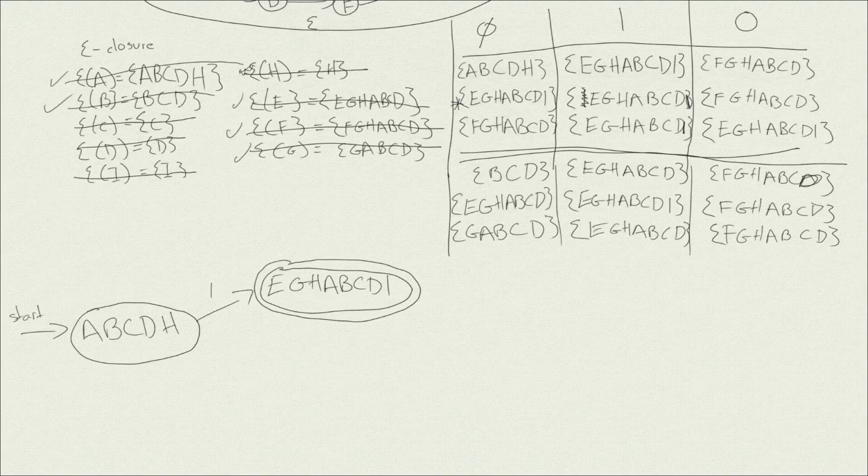Right? A, B, C, D, H goes to F, G, H, A, B, C, D with 0. F, G, H, A, B, C, D, this does not have an I, therefore it's not finishing. And E, G, H, A, B, C, D, I goes to itself, just reading off the graph here, with 1. And with 0, it goes to the state. And then reading off the graph, F, G, H, A, B, C, D with 1 goes to E, G, H, A, B, C, D, I, and with 0, it goes to itself.